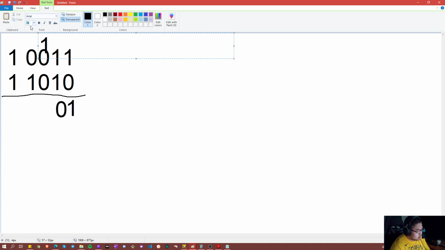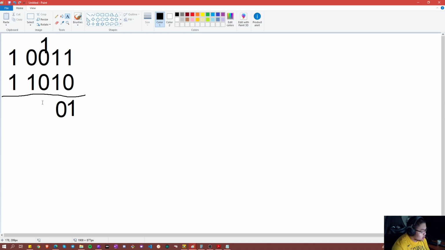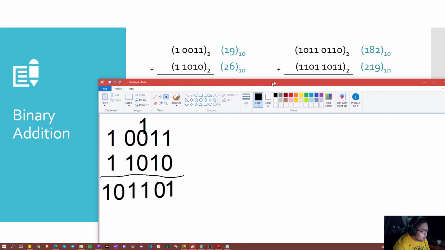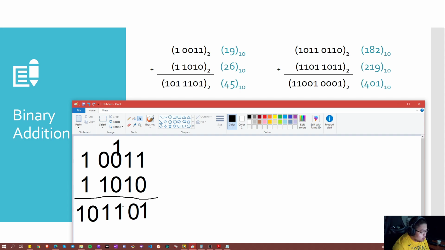Let's make this small. Anyway, that's 1. So 0 plus 0, the answer is 0, as we know. And then we have a carry 1, so that's why we put 1 here. The next, 0 plus 1, is equal to 1. And here we have another example: 1 plus 1 is 1 0. So the answer on that example must be 1 0 1 1 0 1.